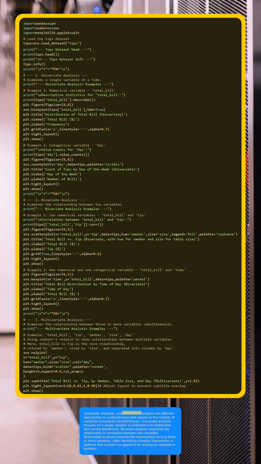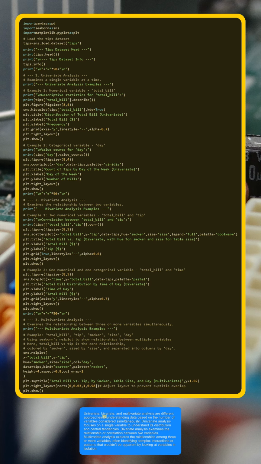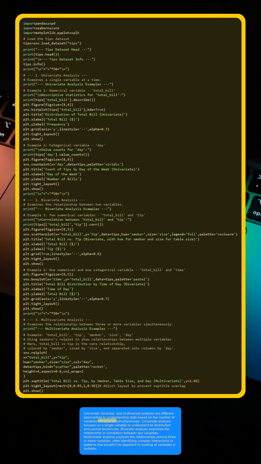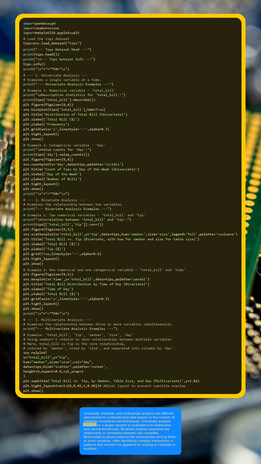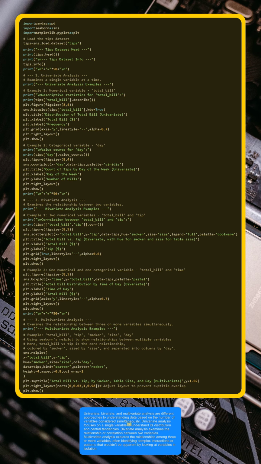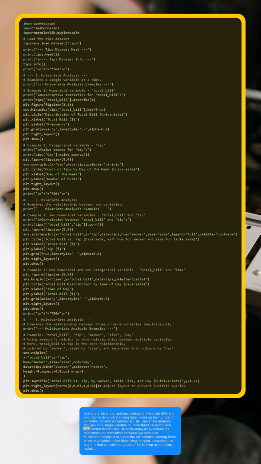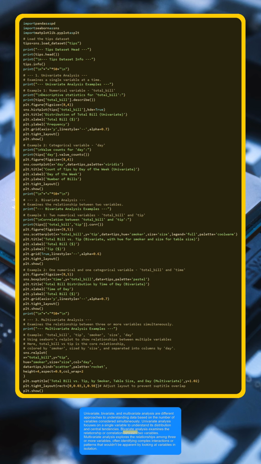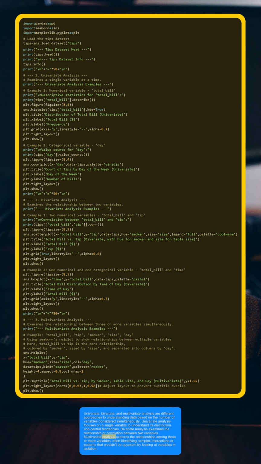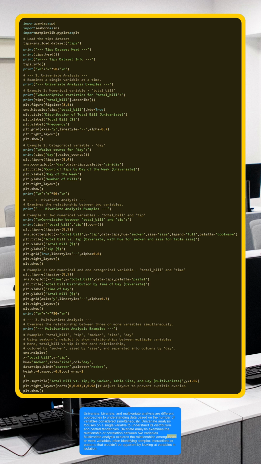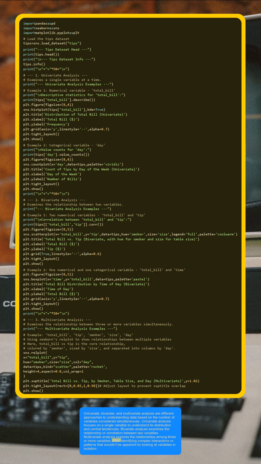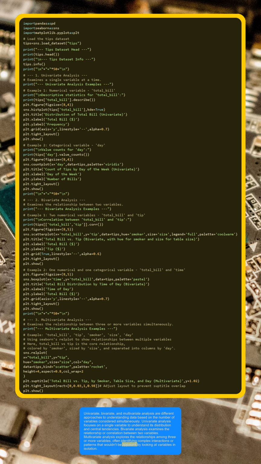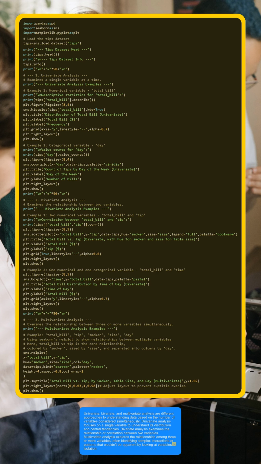Univariate, bivariate, and multivariate analysis are different approaches to understanding data based on the number of variables considered simultaneously. Univariate analysis focuses on a single variable to understand its distribution and central tendencies. Bivariate analysis examines the relationship or correlation between two variables. Multivariate analysis explores the relationships among three or more variables, often identifying complex interactions or patterns that wouldn't be apparent by looking at variables in isolation.